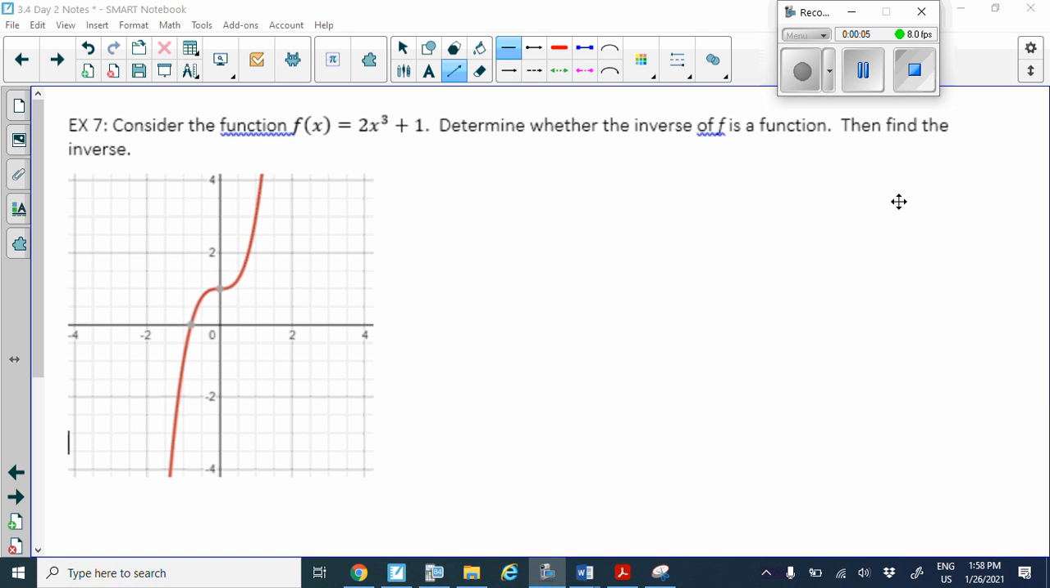We're going to be using the horizontal line test to determine if the inverse is a function. So here's example 7. We're going to consider the function f of x equals 2x cubed plus 1. They have already graphed it for us, and that's going to be kind of the same for your homework assignment. The original functions have already been graphed, so you just have to use the horizontal line test to determine whether the inverse is a function. Then we're going to find the inverse, and we're going to figure out domain and range as well.